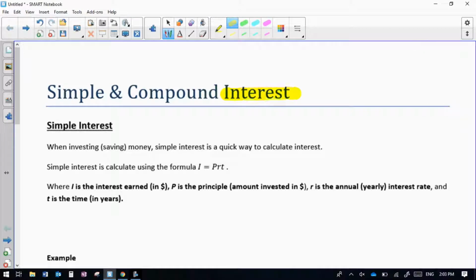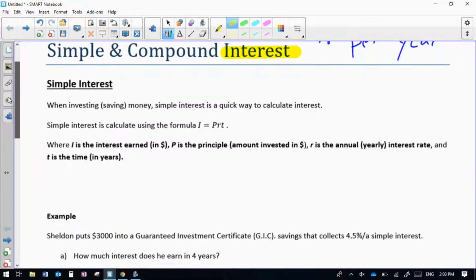One question you might have is, what is interest? Well, interest is the cost of borrowing money. It also could be looked at as the reward for saving money. It's almost always expressed as a percentage, and a percentage per year. So how much money you would make as a percentage per year if you saved your money, or how much it would cost you to borrow money per year if you were borrowing money.